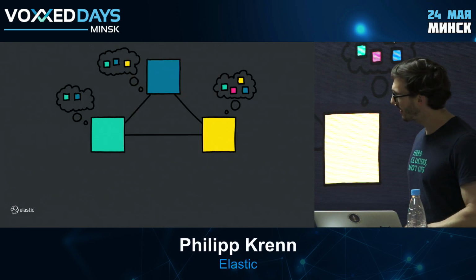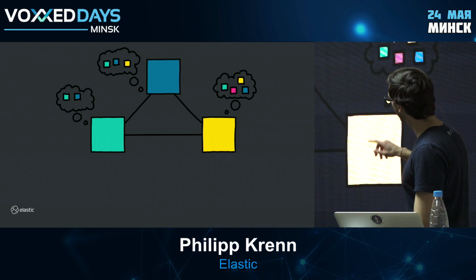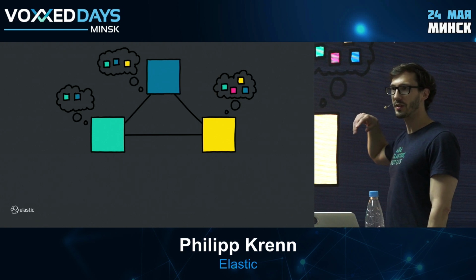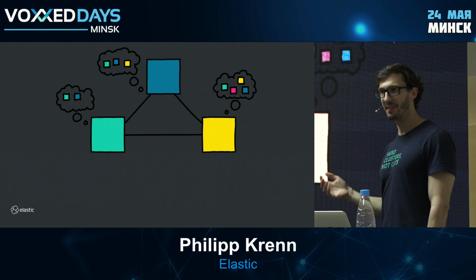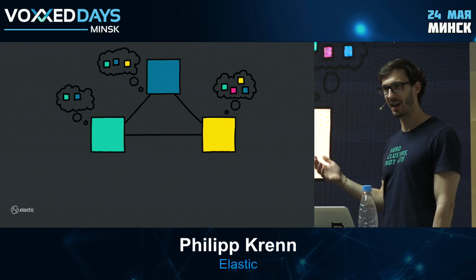So the general idea is the discovery phase looks something like this. We have 3 nodes, and you can see that each node is thinking something. Like each node is thinking, this is what the cluster currently looks like. And then they need to reach agreement on what the cluster actually looks like.